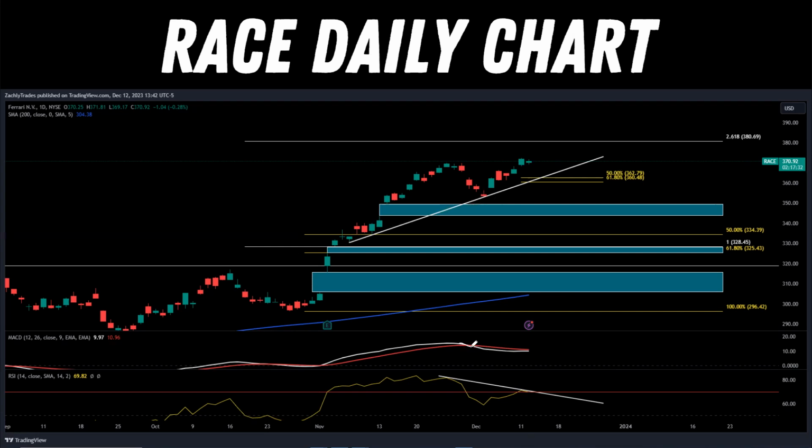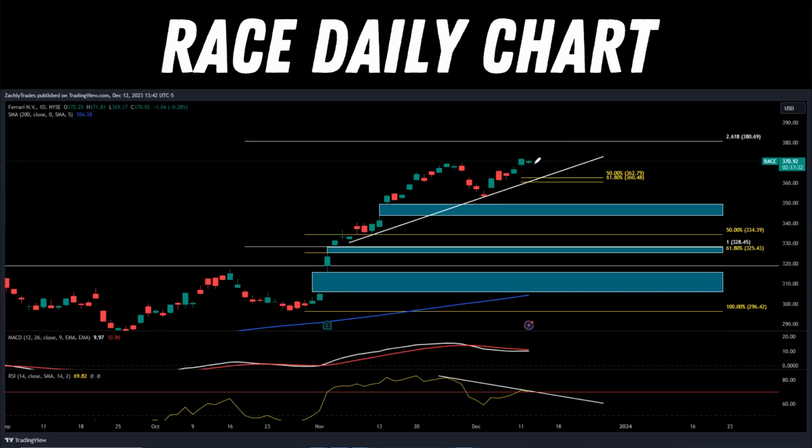And at the moment, the MACD is down. We did have a bearish crossover here, but you can see that that bearishness already kind of played out. At the moment, it's flatlining and attempting to potentially even curl up. So if we get a bullish MACD crossover and we get the RSI break out of its daily bearish divergence, that's when we can see again that 380 price target to the upside potentially hit.